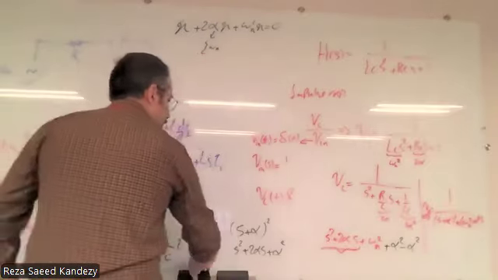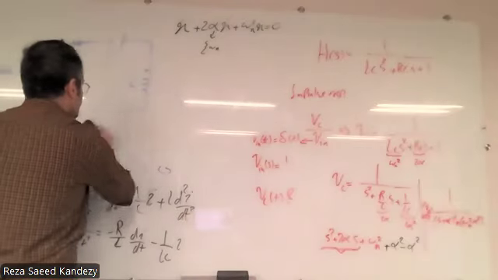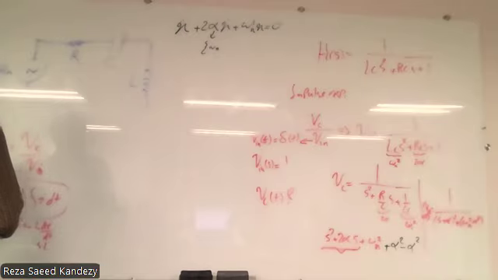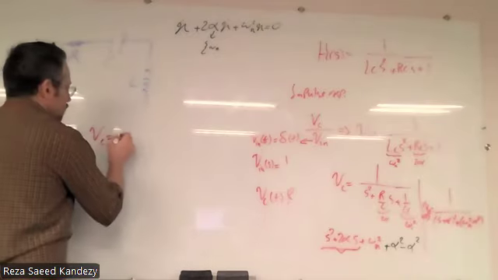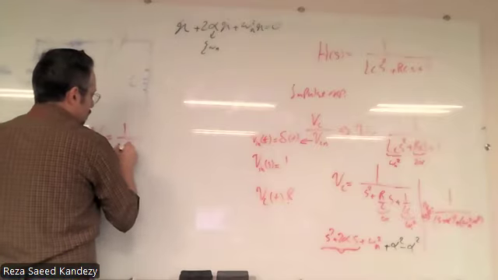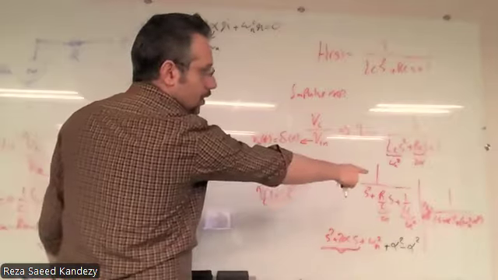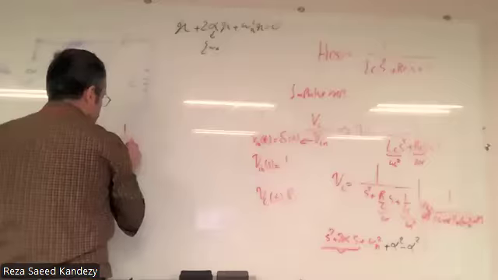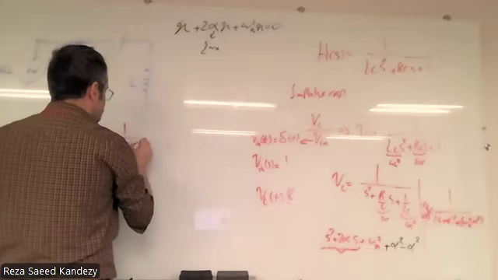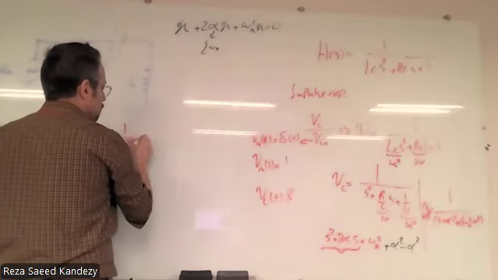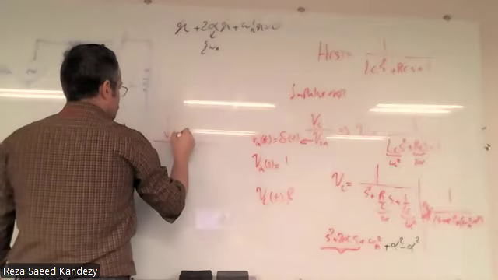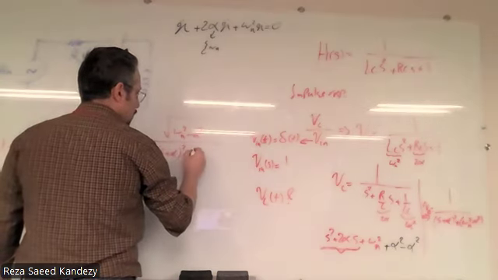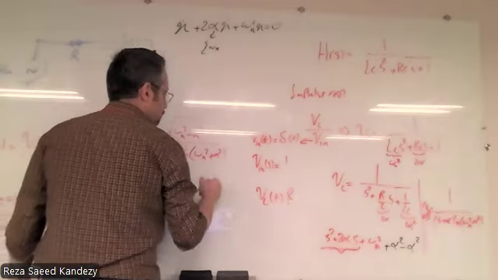So what's going to happen is that my Vc is going to be equal to the square root of whatever we have here, omega n squared minus alpha squared, over omega n squared minus alpha squared, times s plus alpha squared plus omega n squared minus alpha squared. Are we good?